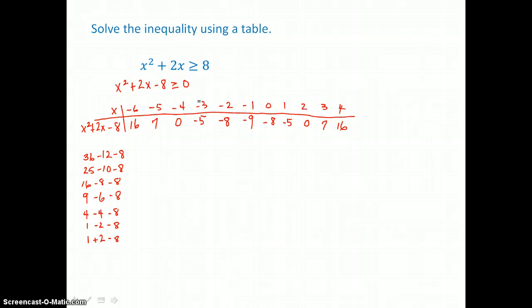Okay, so the values that satisfy this inequality, the values that are greater than or equal to 0, the x values that are less than or equal to -4 will satisfy the inequality, and the values at the other end of this table, greater than or equal to 2, satisfy the inequality. So the solution to the inequality is x is less than or equal to -4, or x is greater than or equal to 2.